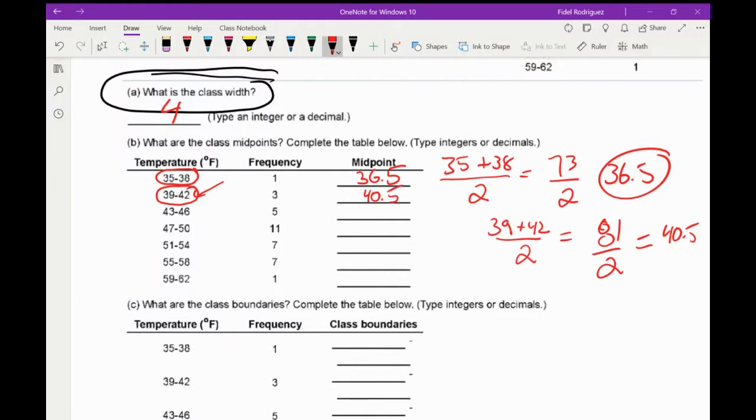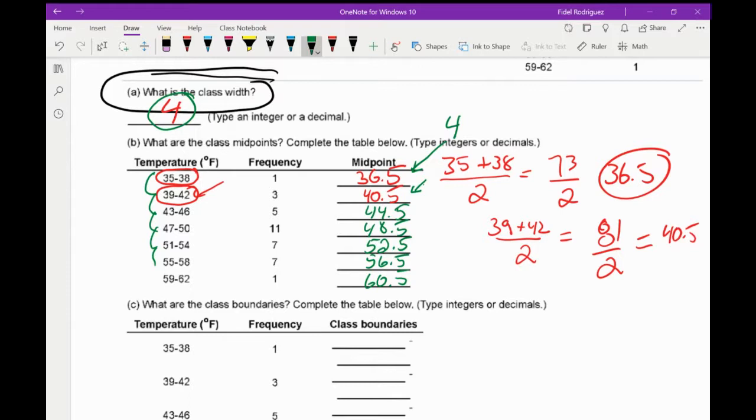Okay. Now, if you remember, guys, we said our class width was the number 4. So when we kept adding 4 to each of those, that's how we would come up with the next number. Well, notice if I take 36.5 and I add 4, I get 40.5. So I can keep playing that same game here. Look, this is 44.5. This is 48.5. This is 52.5. This is 56.5. And that is 60.5, right?